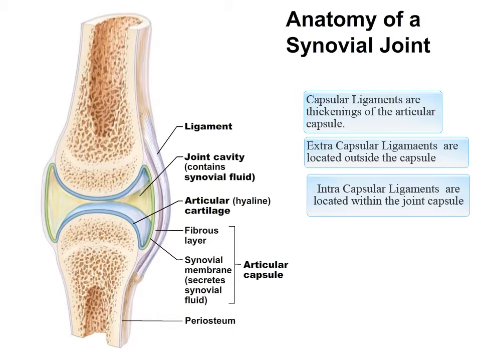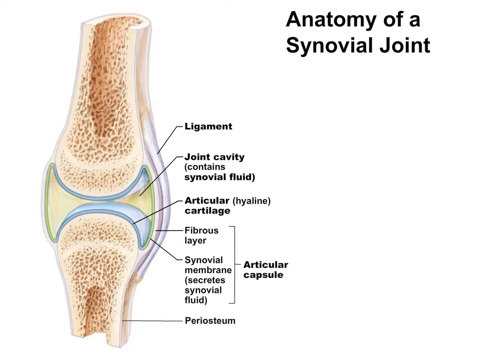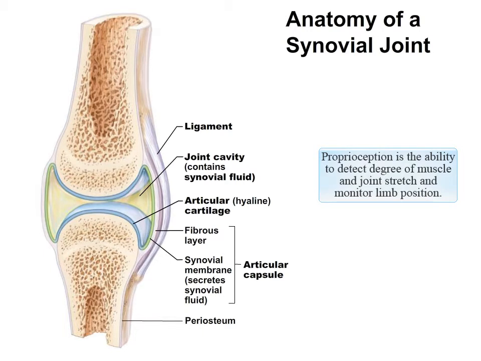Now, some synovial joints also contain fat pads or articular discs called menisci to further enhance the connection between bones. We'll talk about these later. And finally, all synovial joints are well innervated with sensory neurons. Some of these nerves detect pain, whereas others monitor the degree of joint stretch, a sense called proprioception. We'll talk more about these structures and others when we take a closer look at the joints of the knee and the elbow.